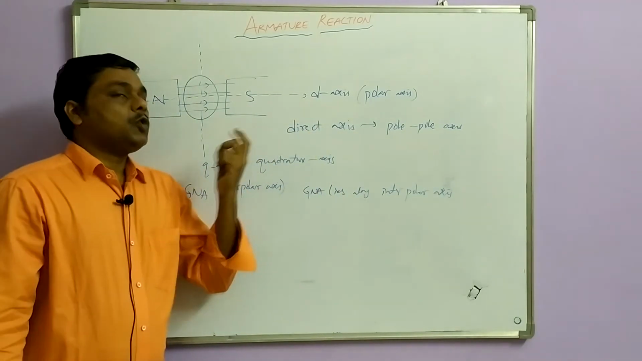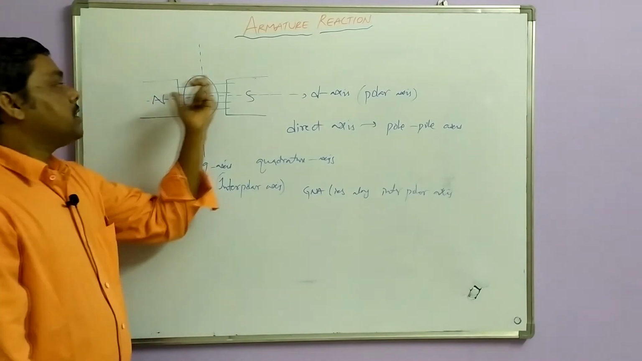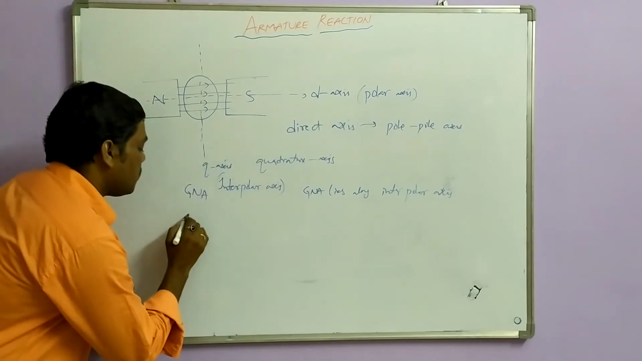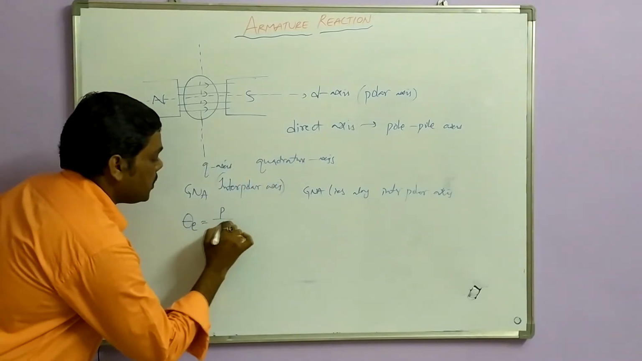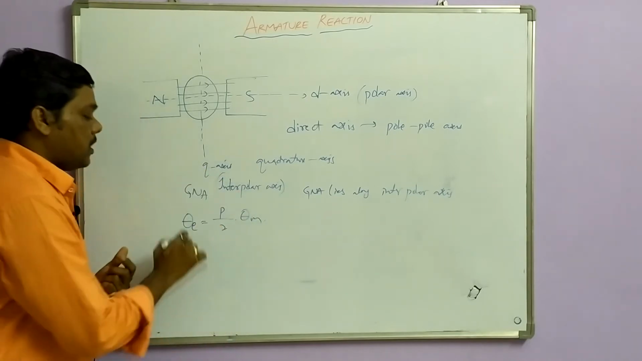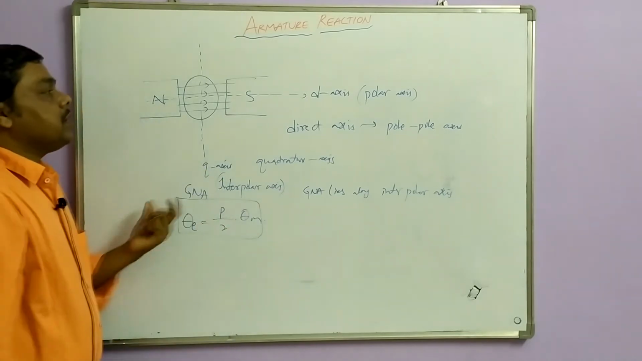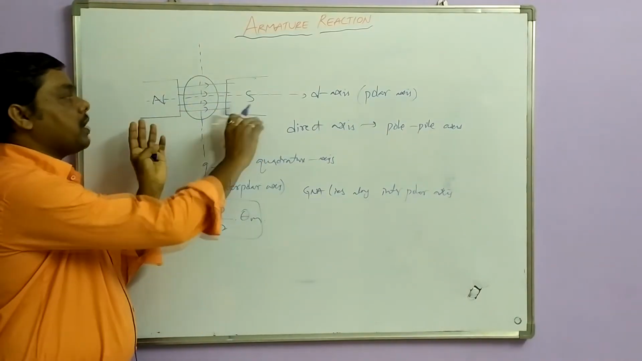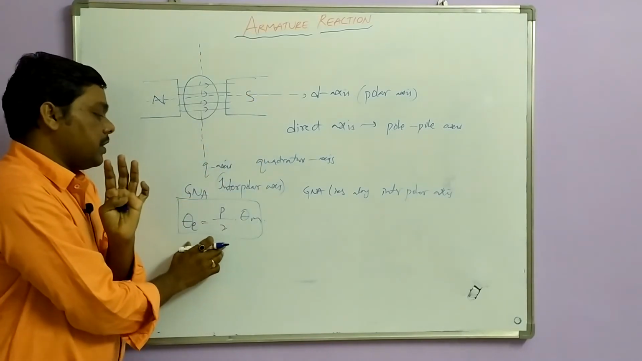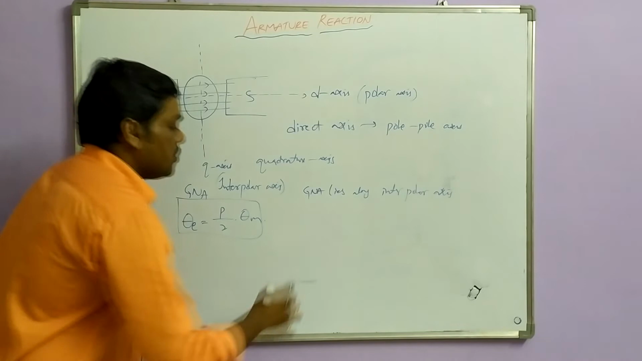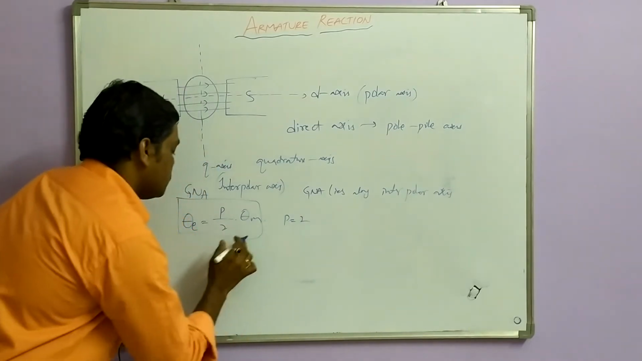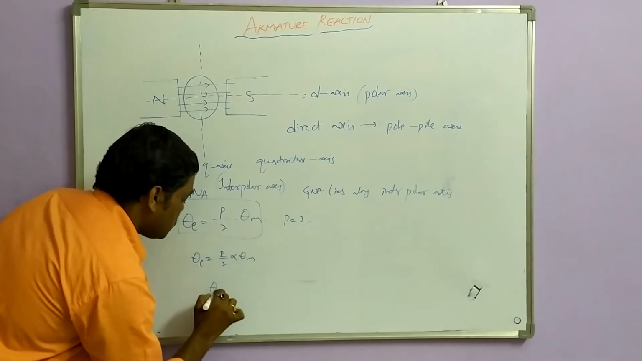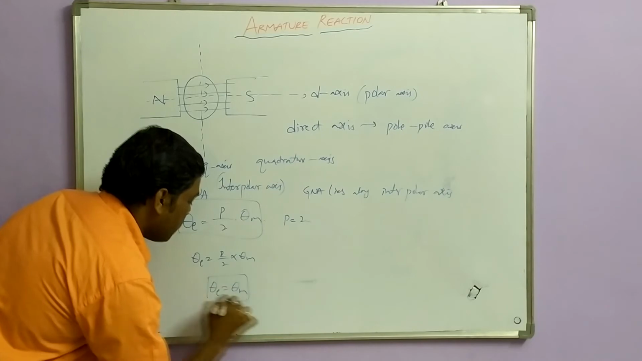Now if you consider a two-pole machine, the electrical degrees equal the mechanical degrees, that is 180 degrees. So we have theta electrical equal to P by 2 into theta mechanical. This is measured in degrees in terms of distance. Suppose P is equal to 2, you substitute here: theta electrical equals 2 by 2 into theta m. So theta electrical equals theta mechanical.